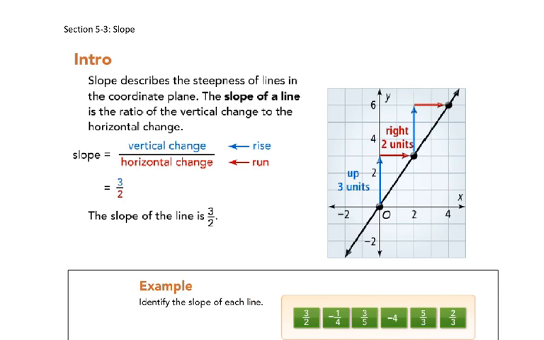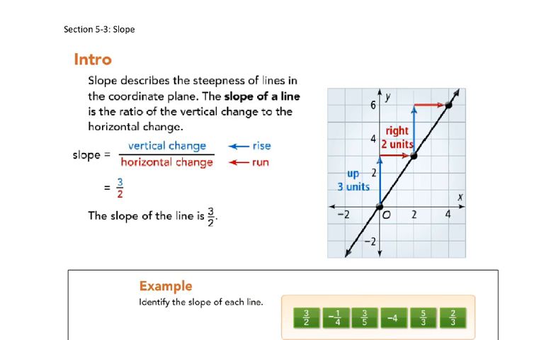Lesson 5.3 is an extremely important lesson to understand when we study linear equations. And the topic is slope. Slope describes the steepness of lines in the coordinate plane, and that's written right here in your notes. The steepness of a line is called the slope, and it's always the vertical change over the horizontal change. The ratio of the vertical change to the horizontal change is slope, and you will often hear it referred to as rise over run.